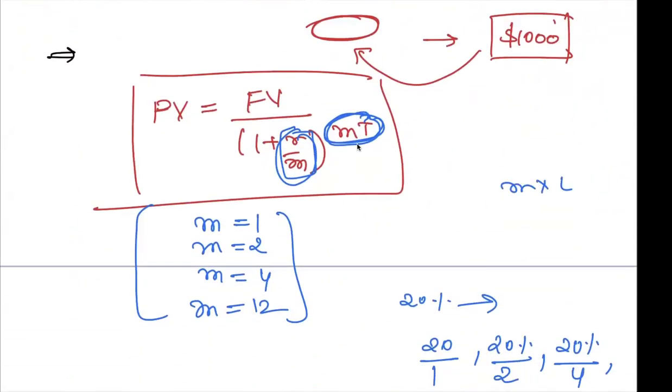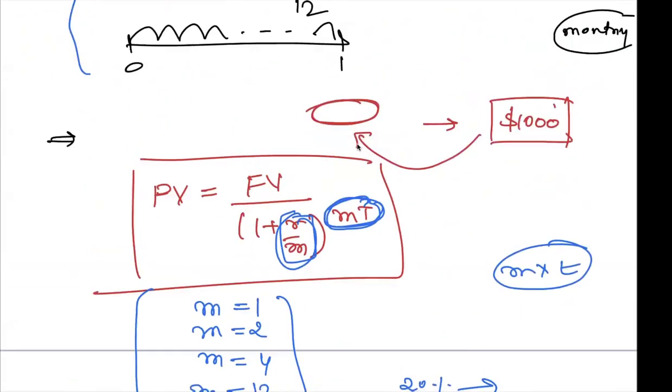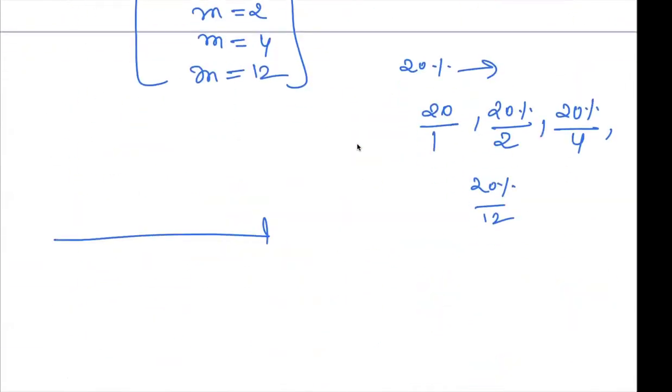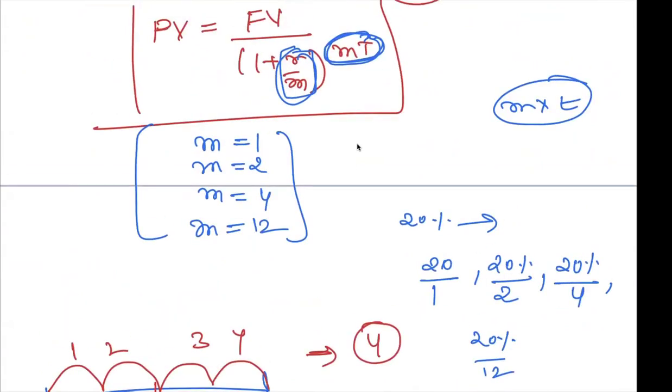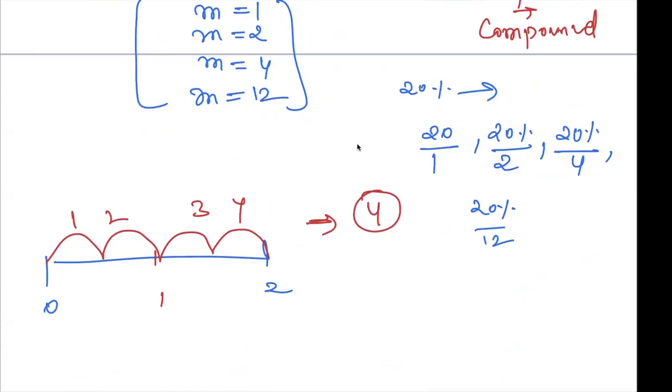Either you can directly get it through the formula, or, let's say it's 2 years and you have semi-annual compounding, you know that every 6 months they will be compounding. So 1, 2, 3, 4. How many times has compounding happened? 4 times. And this M times T also tells you how many times compounding has happened. M is 2 because it's semi-annual, time is 2 years, so 4. So either you can directly calculate through the formula, or you can calculate this way.